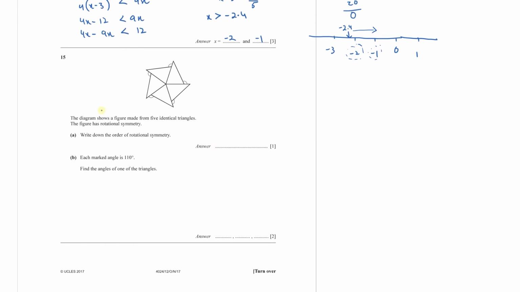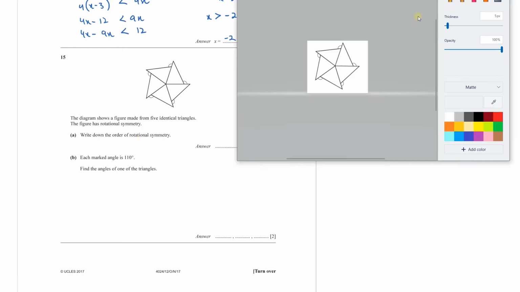So question number 15 is the diagram shows a figure made from 5 identical triangles. The figure has rotational symmetry. Write down the order of rotational symmetry. So let me bring this diagram here. So this is exactly the same diagram as in this question paper. So how do you find the order of rotational symmetry?